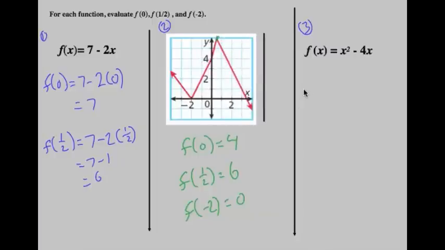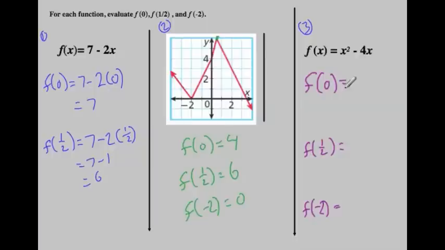Now you guys take a minute, look at this function, f of x equals x squared minus 4x. Take a second and work out f of 0, f of 1/2, and f of negative 2. So hit pause, see what you guys get, and then I'll work it out for you after you hit play.